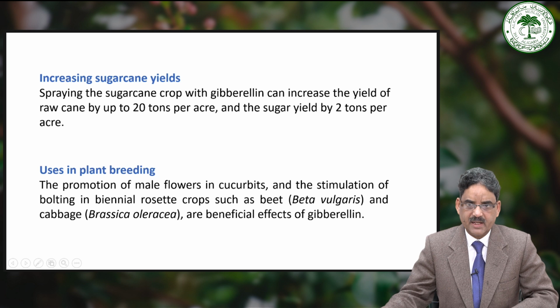GA plays an important as well as potent role in plant breeding. GA is employed to stimulate the development of male flowers in cucurbits. In biennial rosette crops like beets and cabbage, gibberellins are utilized to induce bolting. As I have discussed earlier, bolting refers to the rapid elongation of the stem that leads to the initiation of flowering.